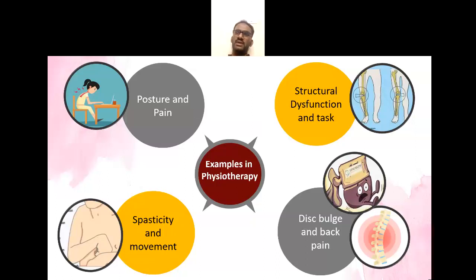In the same way, when it comes to disc bulge and back pain, we physios readily accept it. But there cannot be a thing where just because a disc bulge is there, we ascertain that it causes back pain. Within our profession, there seem to be a lot of things where we have assumed the cause-effect relationship. Next slide, please.